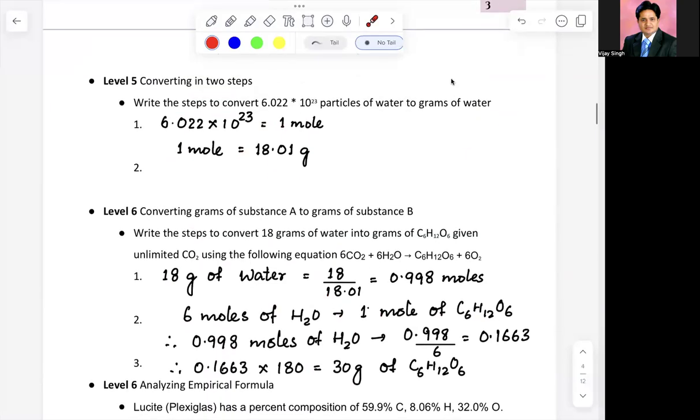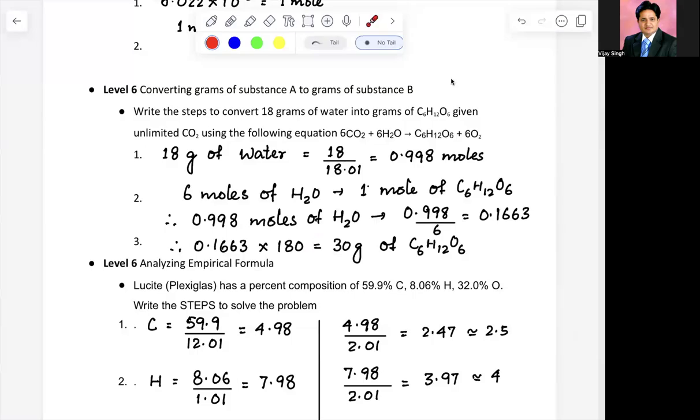Let's look at level 5. Write the steps to convert 6.022 times 10 raised to the power 23 particles of water to grams of water. Now, this is equal to Avogadro's number. So 6.022 times 10 to the power 23 is 1 mole. Now, 1 mole of water is 18.01 grams. You just look at the periodic table and you have H2O, which is 18.01 grams. So because it is 1 mole of water and 1 mole of water weighs 18.01 grams, the answer for this question is 18.01 grams.